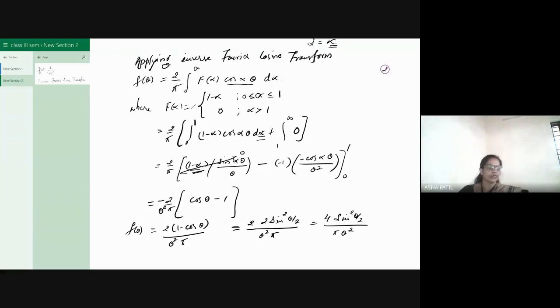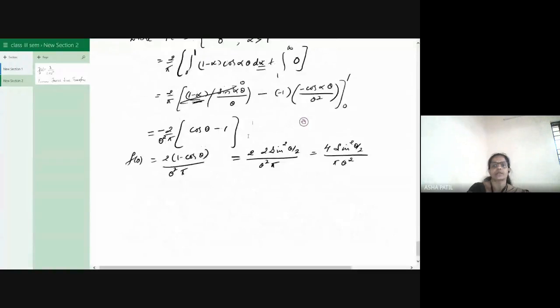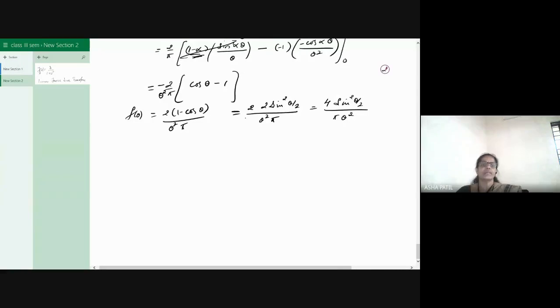Now for hence evaluate, what will you do? We have solved the Fourier equation that was given, and by that we have obtained f of theta. So now we have to obtain the integration from 0 to infinity of sin square t by t square. For that we apply the inverse Fourier cosine transform.